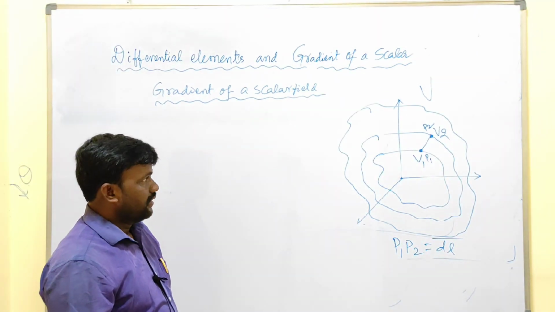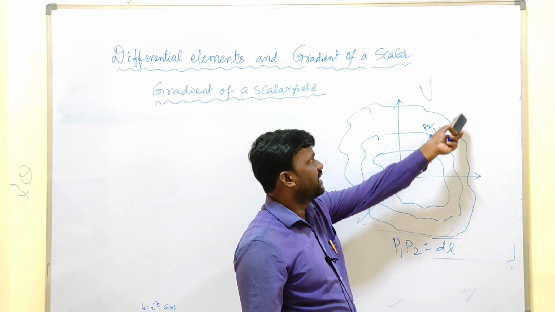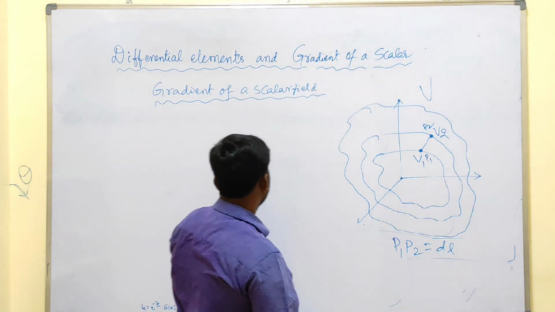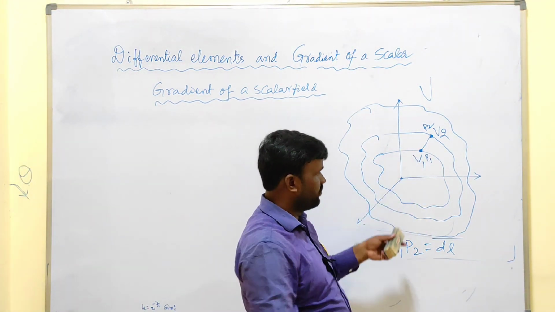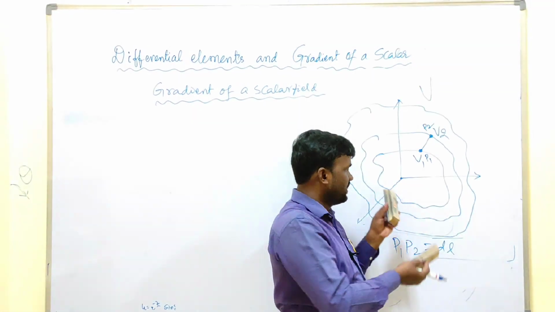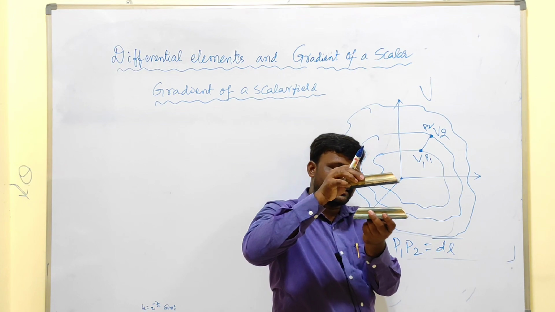Okay, now the difference between this V1 and V2 is taken as the difference between the voltage. Here I consider two surfaces. First one, V1, is like this, and V2 is like this. These two are separated by a small distance like this.